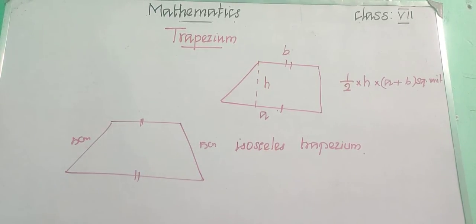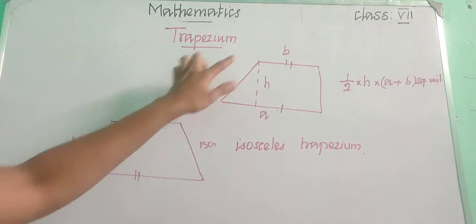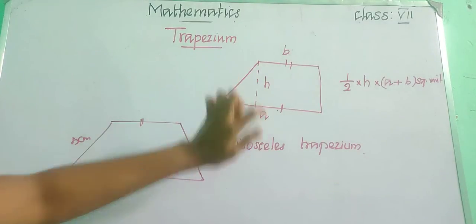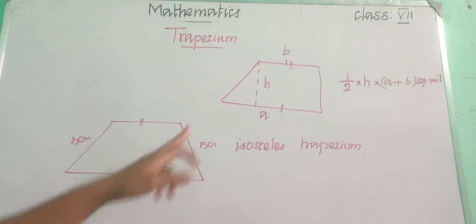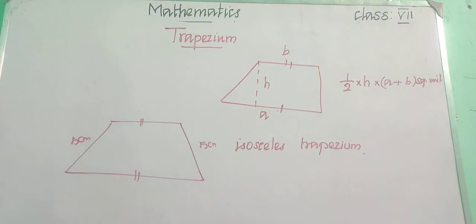Is it clear, children? And what is the formula for the area of a trapezium? Half into h into a plus b. What is h? The distance between the two parallel lines we call h. What is a? The longest length of the parallel sides we call a, and the shortest length of the parallel lines we call b. So the area of trapezium formula is half into h into a plus b square units. Let us see the example sums first.